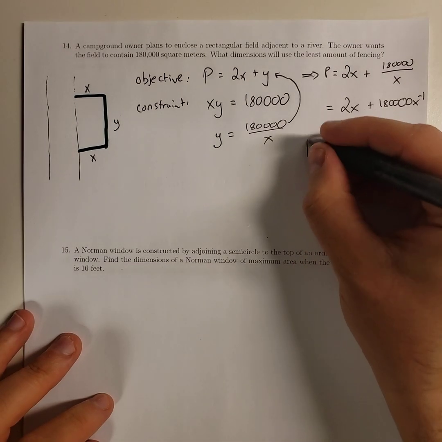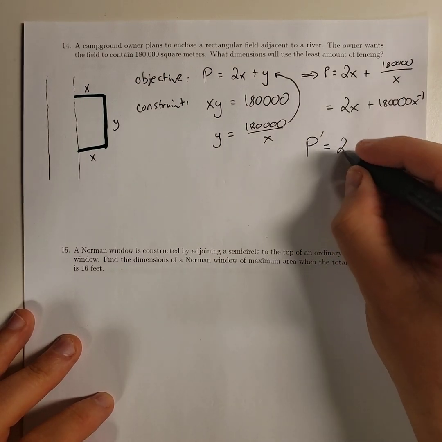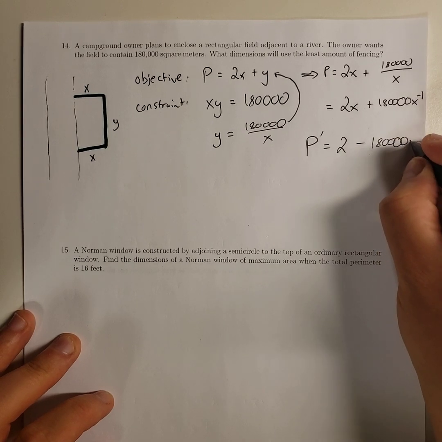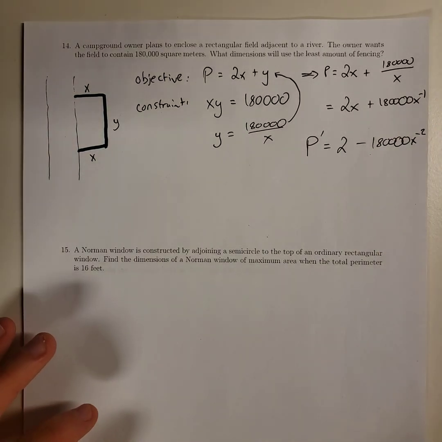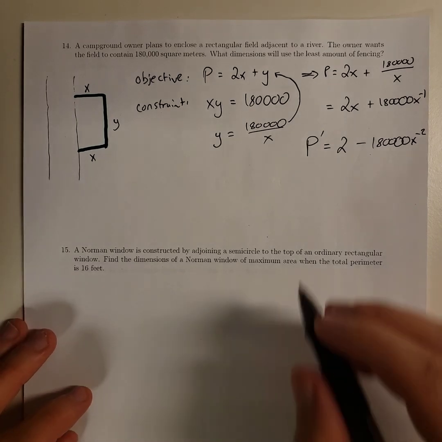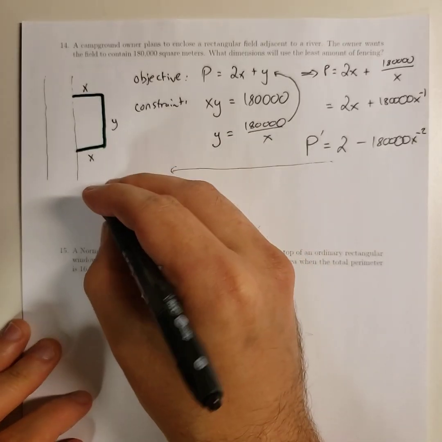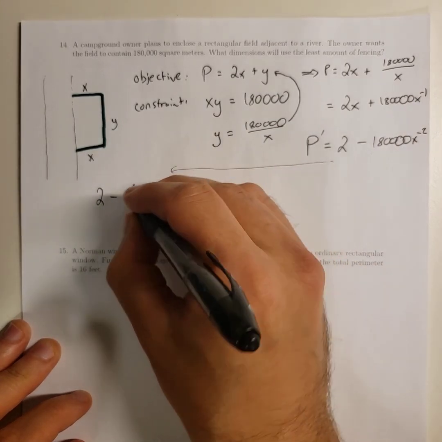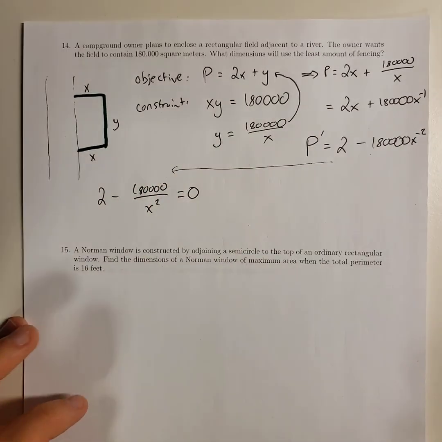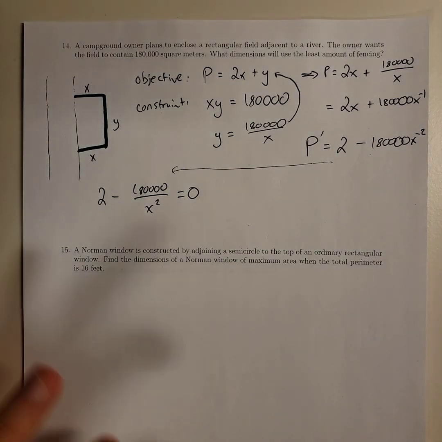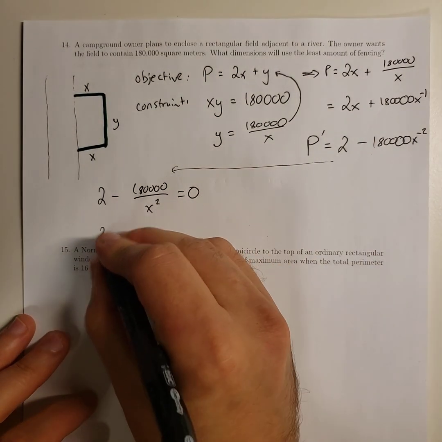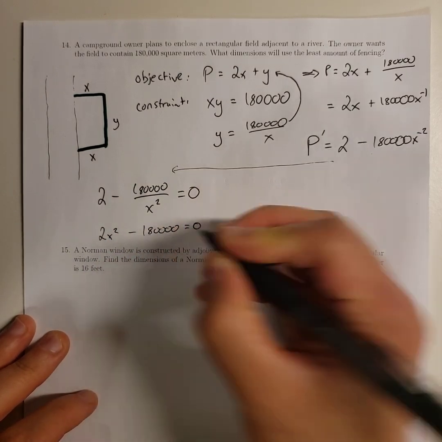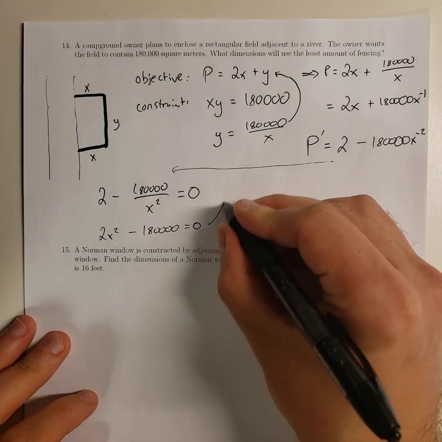That way when we take the derivative, so p prime, we can use the power rule there. So 2 minus 180,000 x to the minus 2. And we want to set that equal to 0. So let's move over here. And we'll rewrite this as 180,000 over x squared. Set that equal to 0. And we've seen ones like this before. We'll first multiply everything by x squared. So 2x squared minus 180,000 is 0. Add the 180,000 over.